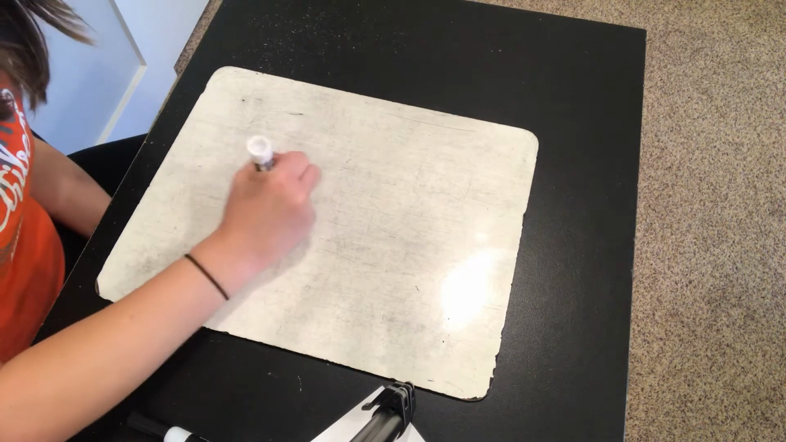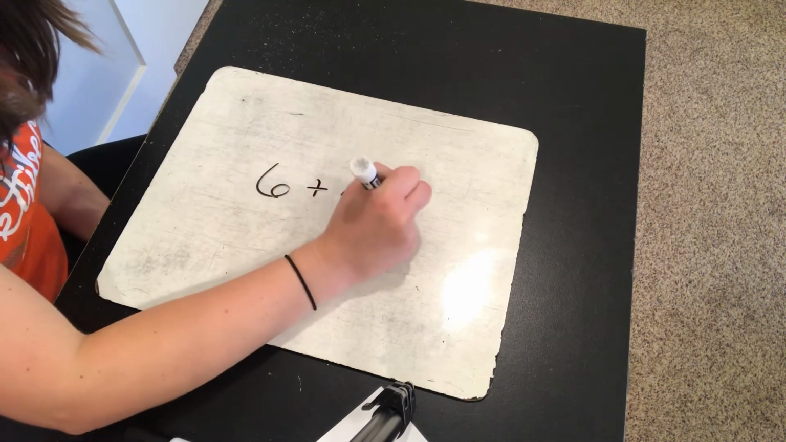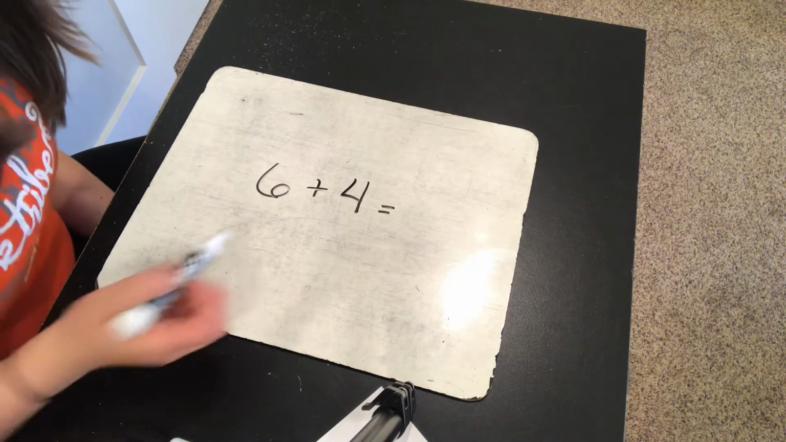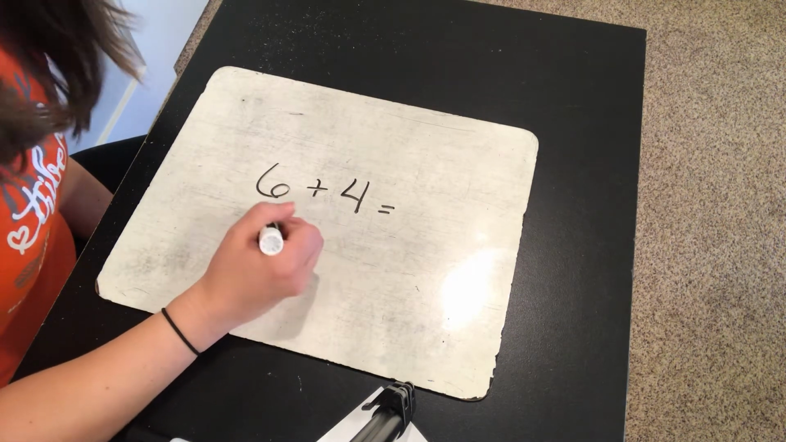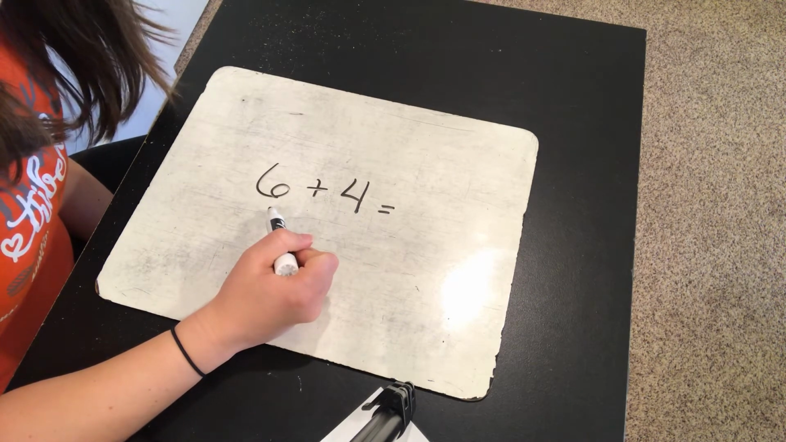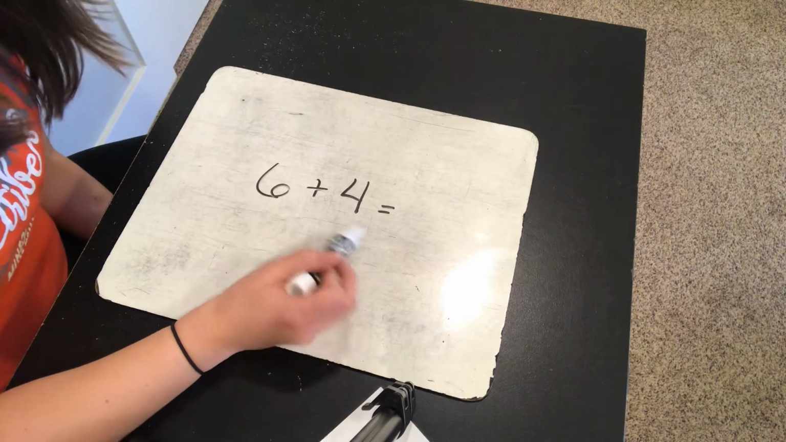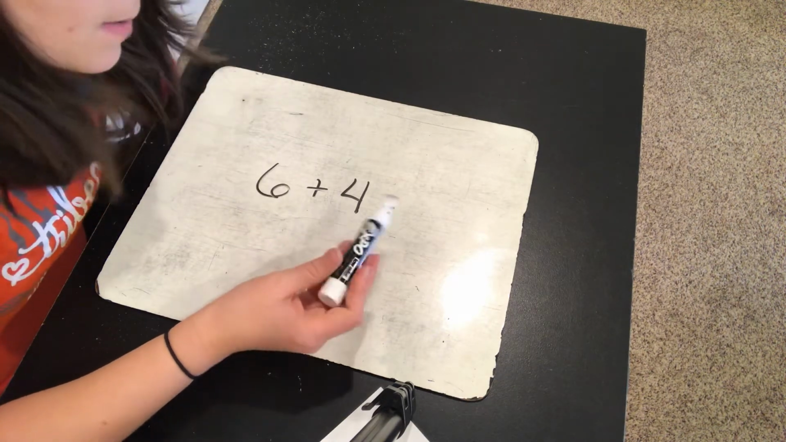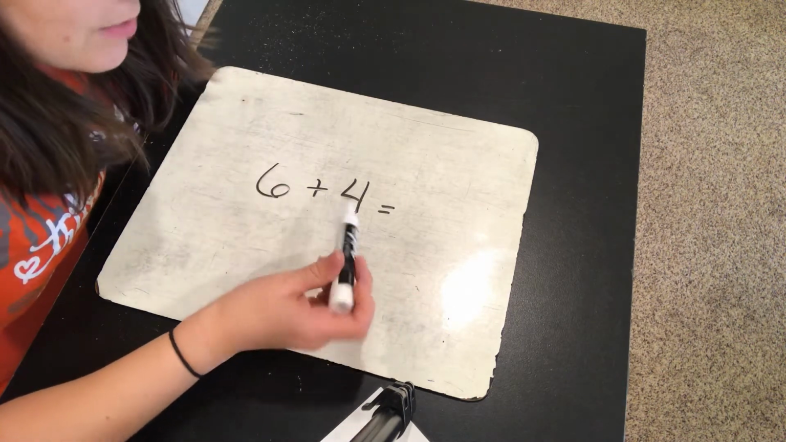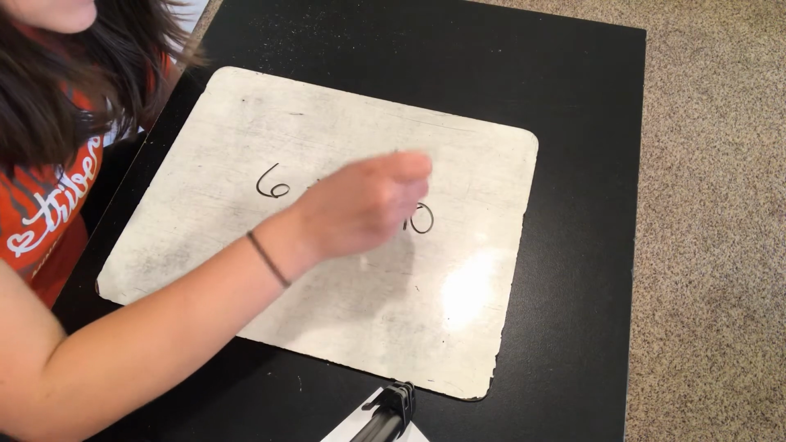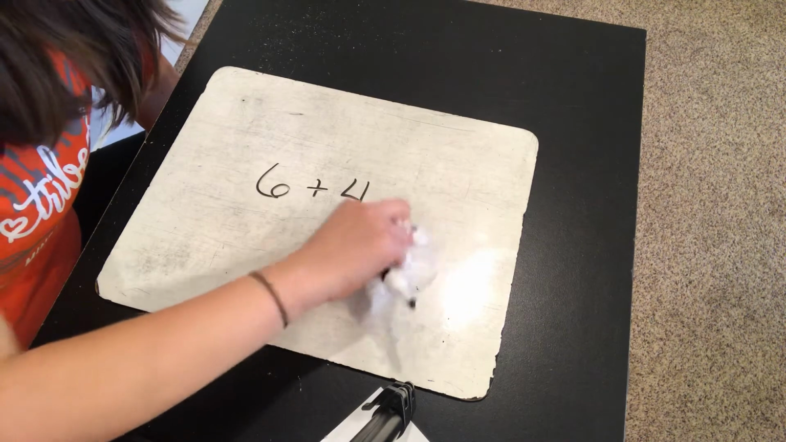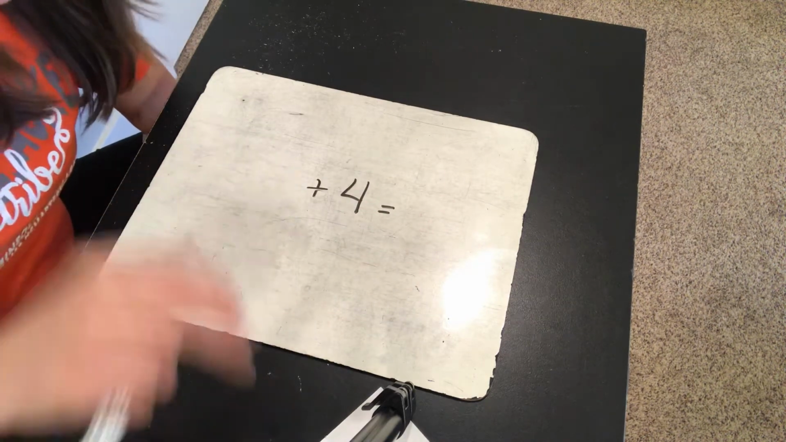If I have this problem, can I do the double plus one strategy? Are these numbers right next to each other when you're counting? 1, 2, 3, 4, 5, 6? No, they're not right next to each other, so I can't do the double plus one strategy here. But I do know, since I learned about making 10, 6 plus 4 makes 10. So I know this one equals 10. That was just a trick, though, to see if you knew enough about the double plus one strategy to know if you could use it or not.